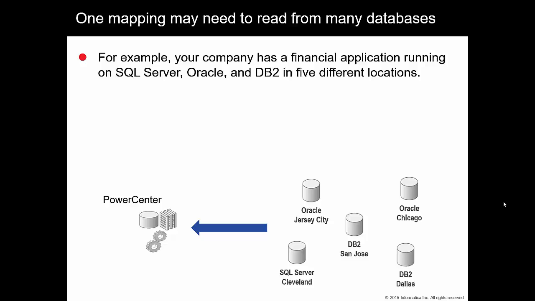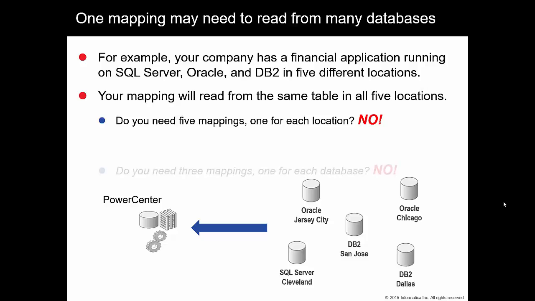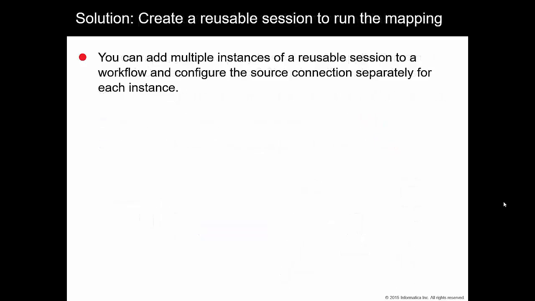Suppose you've created a mapping that needs to read a table in different locations. In this example, there are 5 different locations and 3 different database types. Do you need to create 5 copies of the mapping? No. 3 copies of the mapping, 1 for each database type? No. Instead, create a reusable session to run the mapping.